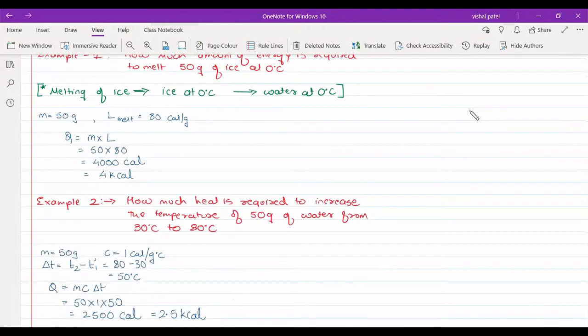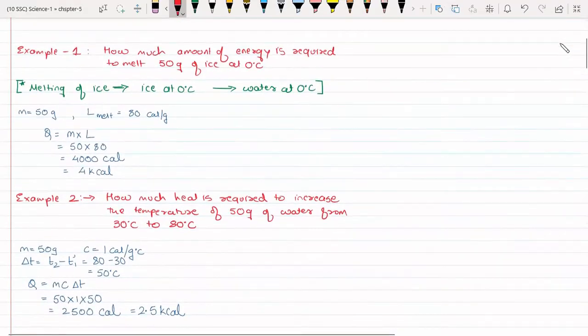Any doubt, let me know. Yes? So the specific heat will be given, or we have to learn? No, it will be given. Don't worry about that. Only for water, they may not give it; the specific heat of water is 1. Just remember that.